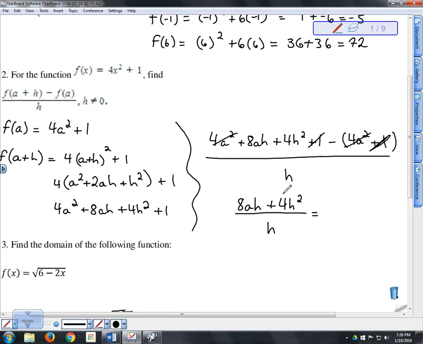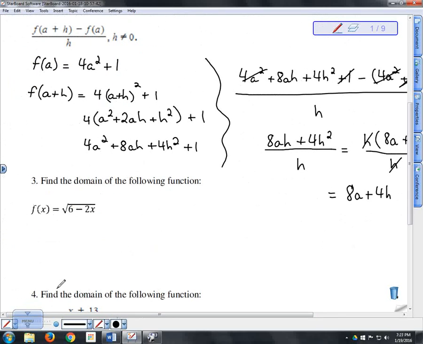If you look at the numerator, you can factor out an h from each term. And you can cancel the h that you factored out with the h in the denominator. So the answer is 8a plus 4h.